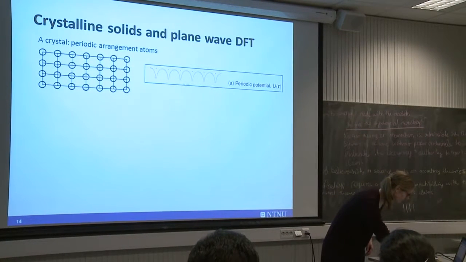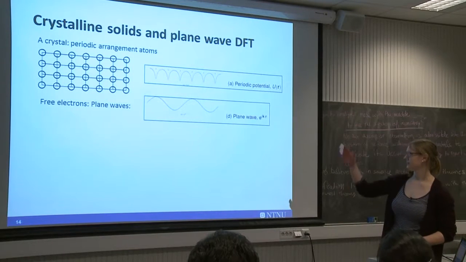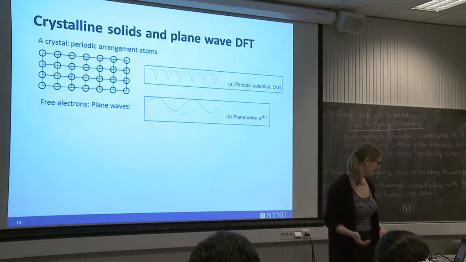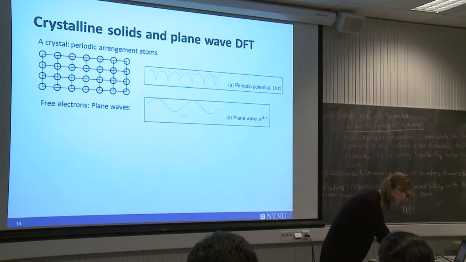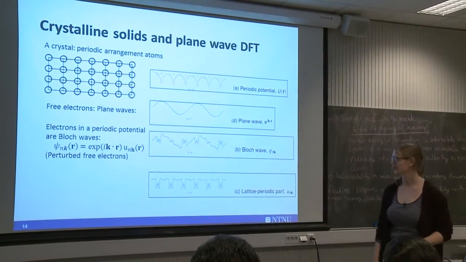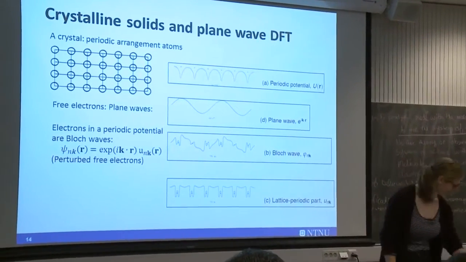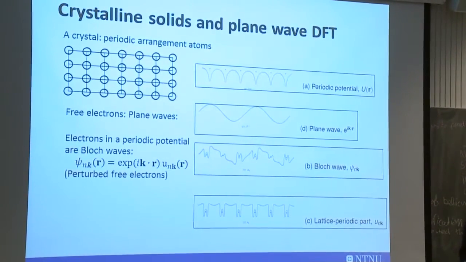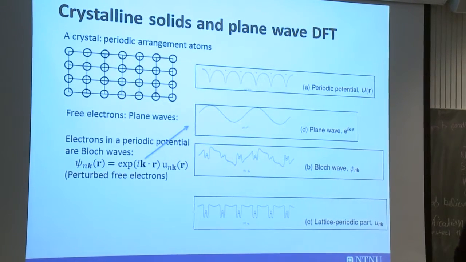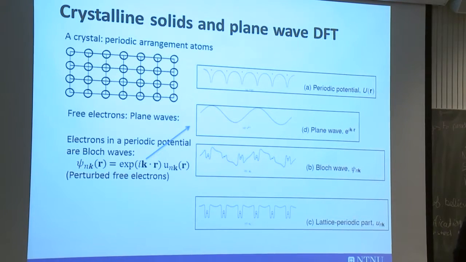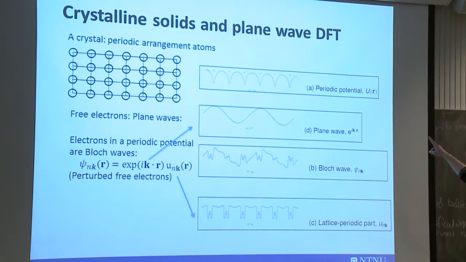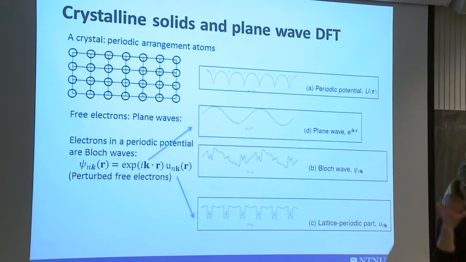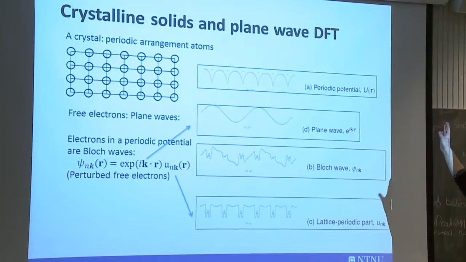It looks like this. A free electron is represented by a plane wave. This looks like this. But what happens if you put an electron in a crystal? How would the wave function look? And this guy Bloch found out some nice things. The result is Bloch waves. You still have the plane wave, and it's just modulated by some potential which is also periodic with the lattice. So it's basically just perturbed free electrons. That's your answer. And here is where plane wave DFT sort of comes into the discussion.